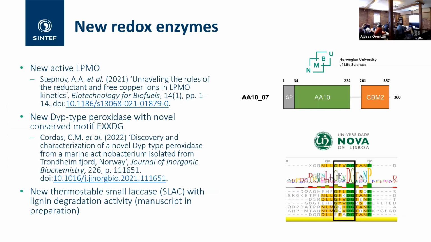So in the Oxymore project, we were able to find a new LPMO. It's a multi-domain enzyme from the AA10 family with a CBM behind it. Also, we found a new decolorizing peroxidase, and surprisingly, we found a new conserved motif. The DyP-type peroxidases reported so far have the GXXXDG motif. But for some reason, we found one with the EXXDG motif, and apparently it's still active.